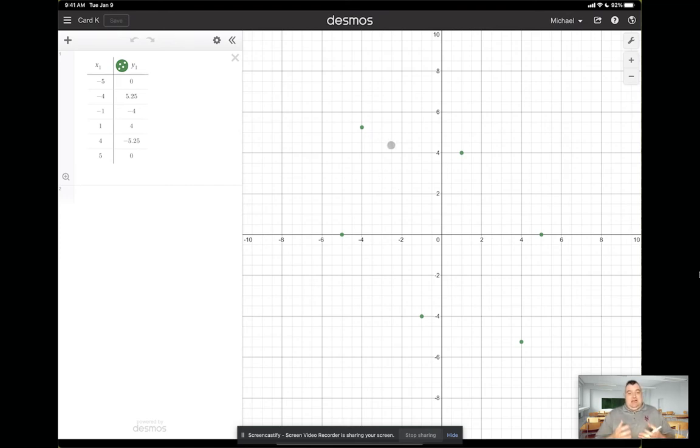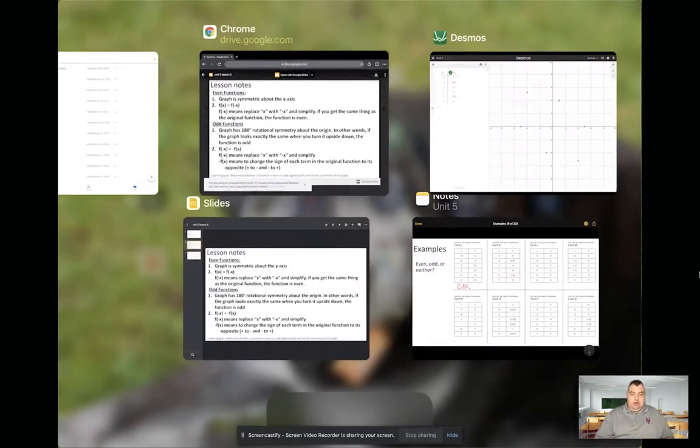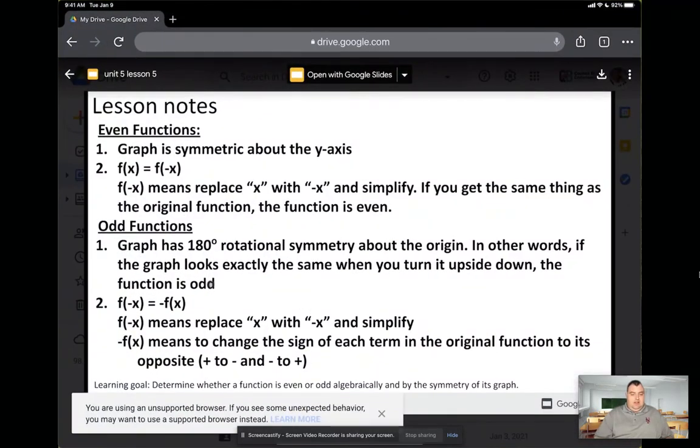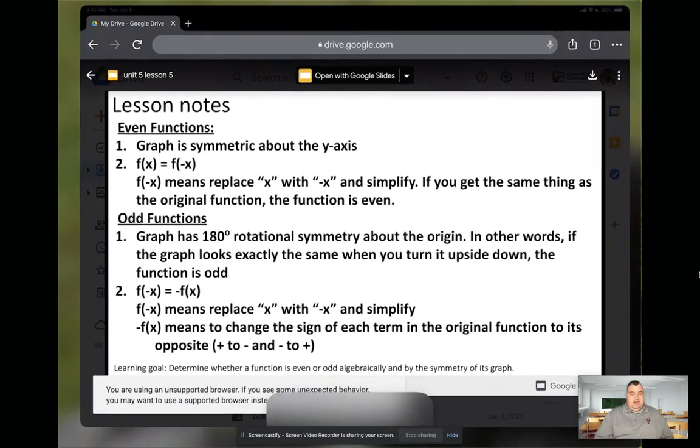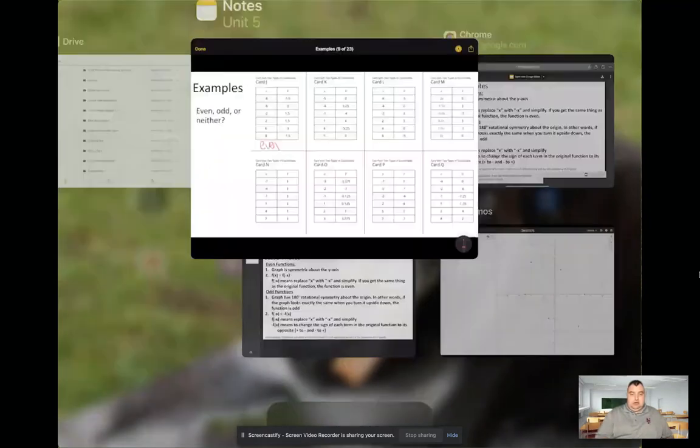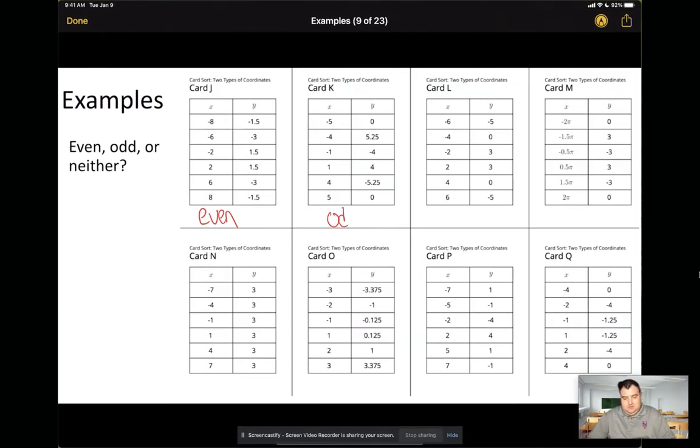I'm using an iPad here. When I was doing this, I literally took my iPad and turned it upside down. You could do the same thing with your computer. It looks exactly the same when I turn it upside down, which means it has that 180-degree rotational symmetry. Per our lesson notes, when that happens, we consider that an odd function. So card K, we would say, is an odd function.